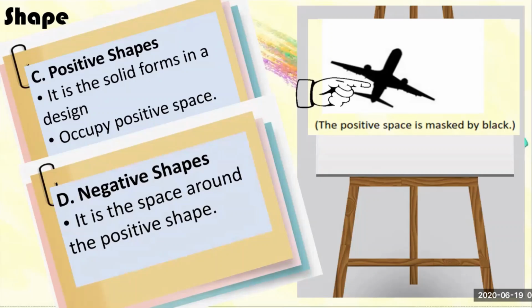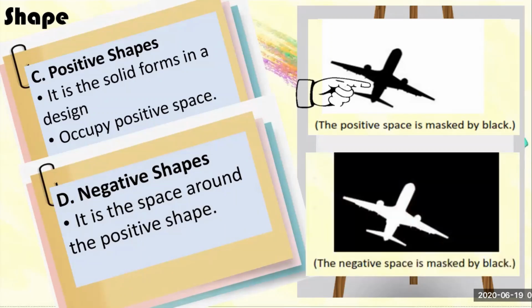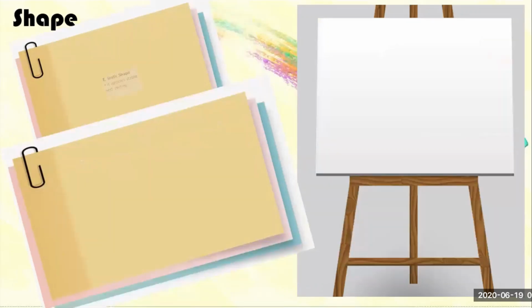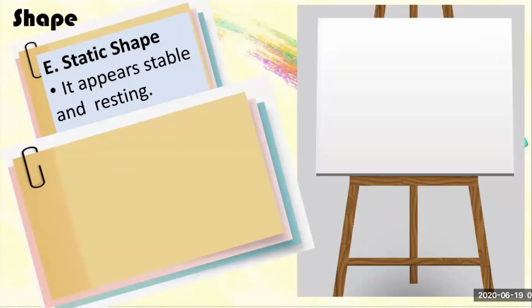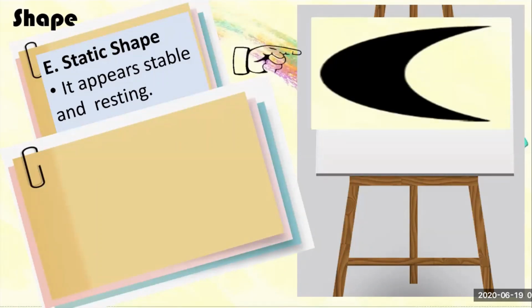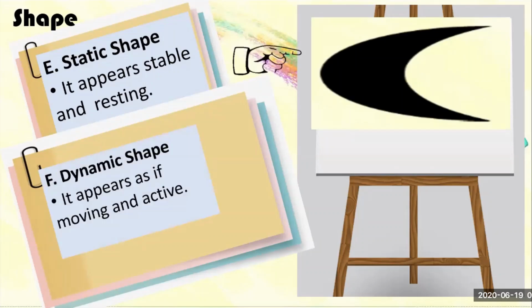Negative shape. It is the space around the positive shape. The negative space is masked by black. Static shape. It appears stable and resting. Dynamic shape. It appears as if moving and active.